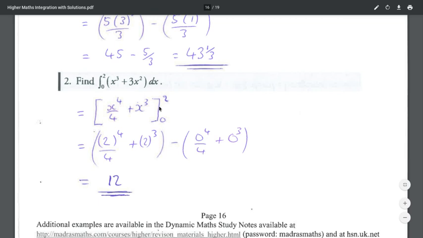Integrate, square brackets, 2 for the upper limit, 0 for the lower limit. Substitute in those values. So 2 into x to the 4 over 4 and into x cubed. Then put 0 in, evaluate both and subtract, and we get an answer of 12. Okay, so we're not asked to find the area in the question, it just says find the integral, so there's no units on the answer there.